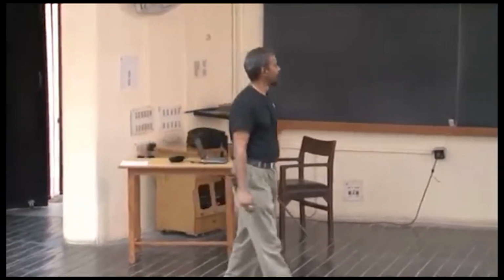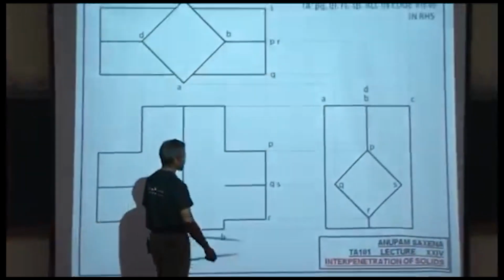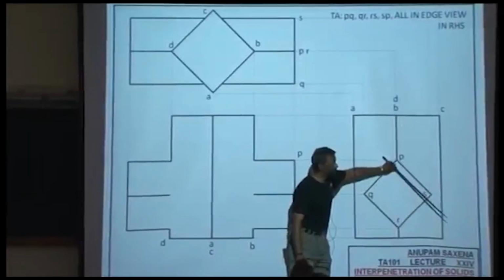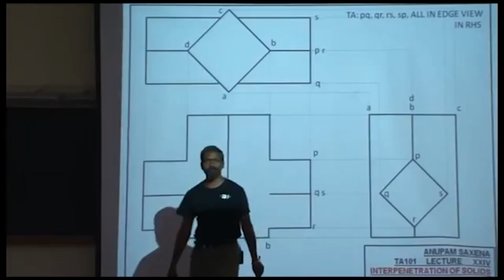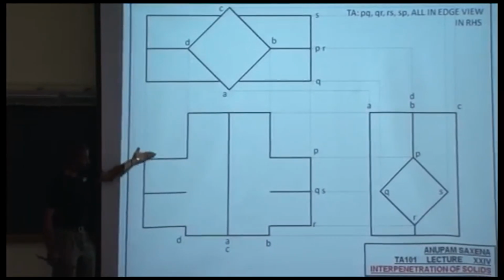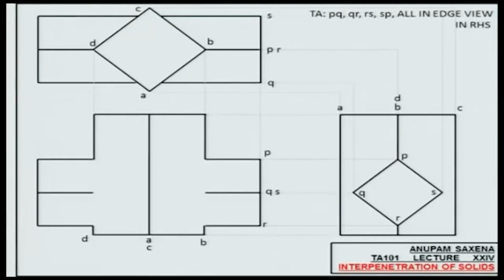Now, notice again that in the profile view, PQ, QR, RS and PS, they happen to be in the edge view. Okay. So this plane and this plane here, they happen to be all in the edge view, in the profile view. Okay. So it's easier for us to figure out the intersection between planes and planes if we have a view where one of the planes is in the edge view. Na?